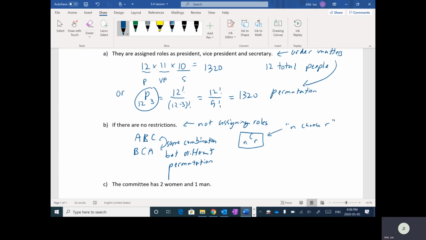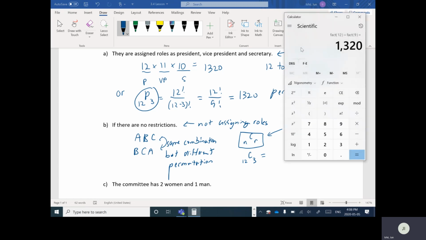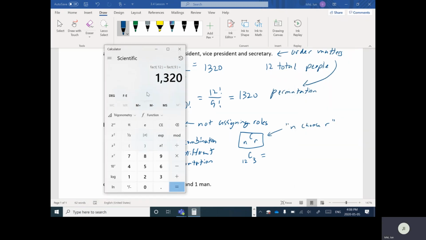Okay, so in this case, we want to answer this question, it would be 12 total people to choose from. And so it would be 12 choose, and we're choosing 3. This also has a formula to it, which is not programmed into this calculator.